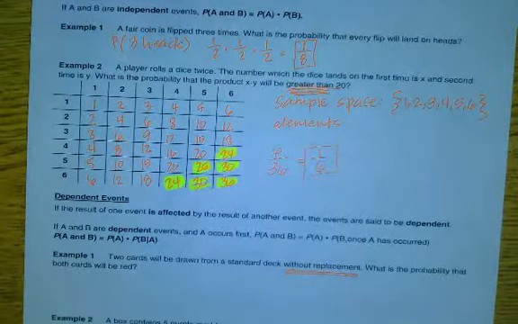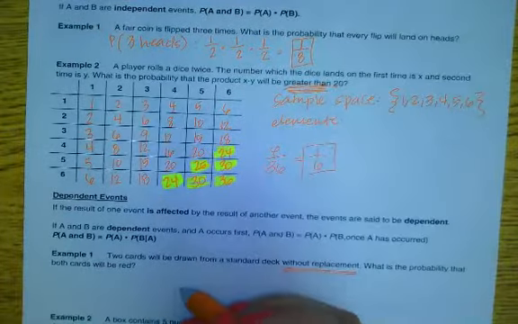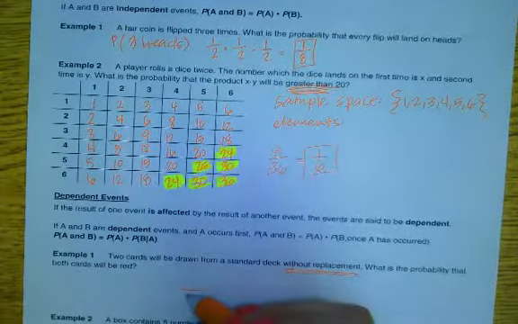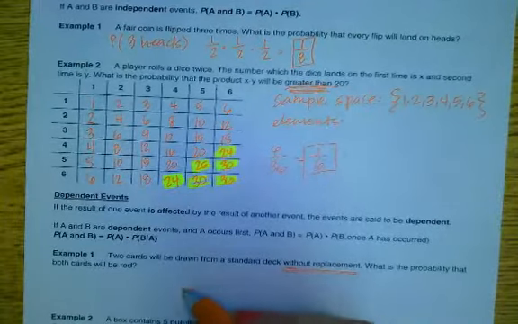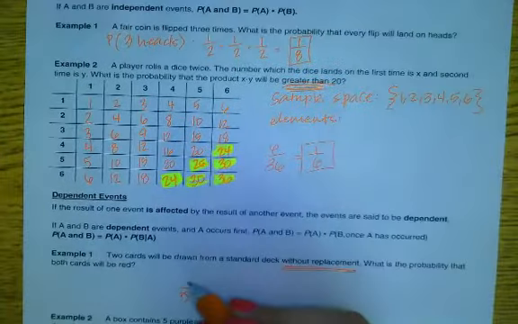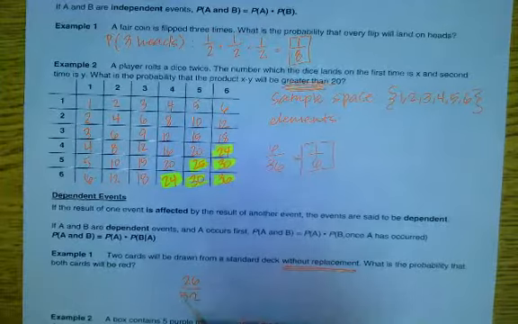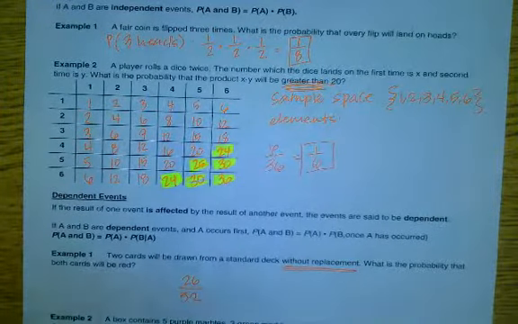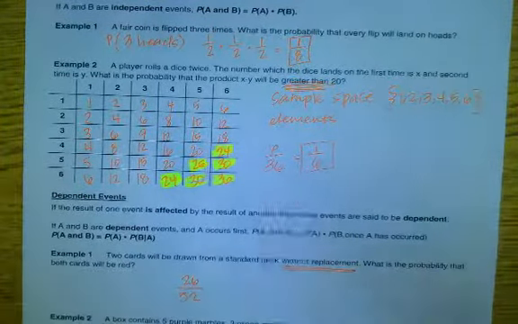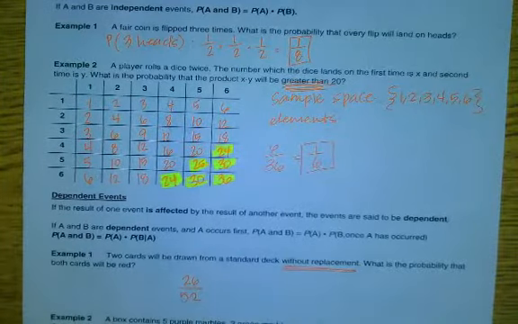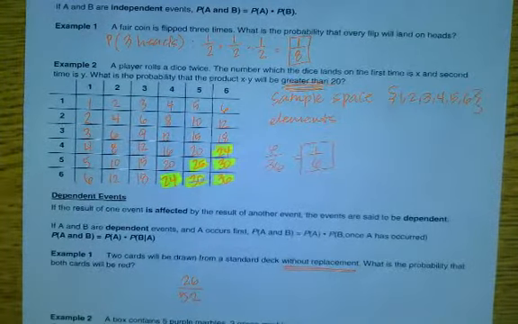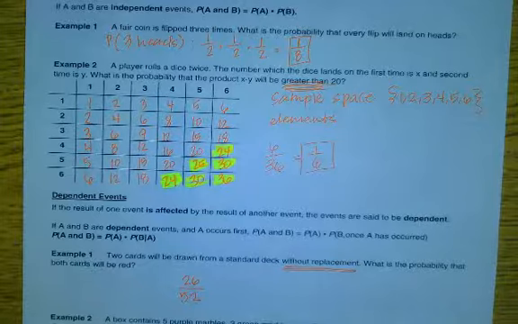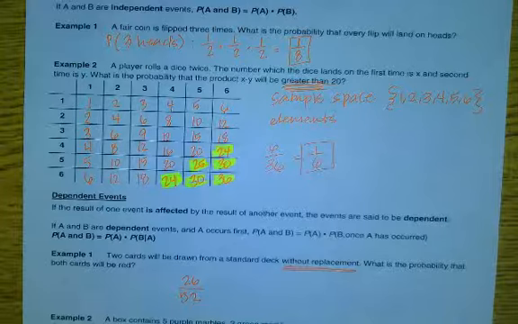What is the probability that both cards will be red? So how many cards do I start with? 52. And how many of those are red? 26. So that simplifies to 1/2, because half of your deck of cards is red and half of your deck of cards is black. So now I want you to think, that's my first event. So the first time I go at a deck of cards to pull a red one, I have a 1 in 2 chance of pulling a red. So now I'm done with that one.